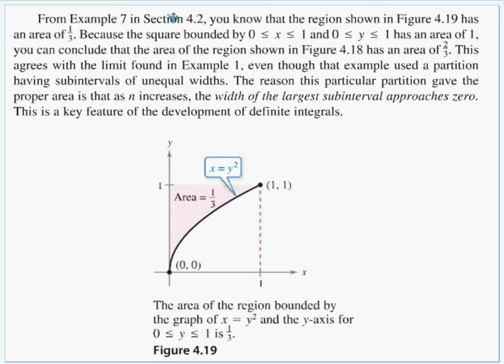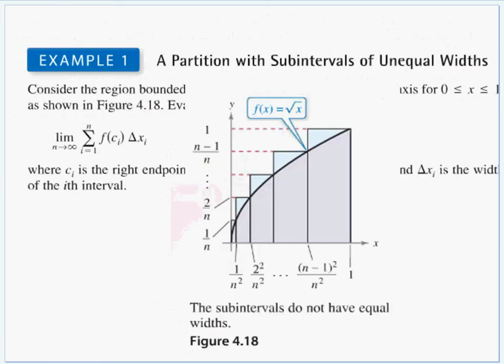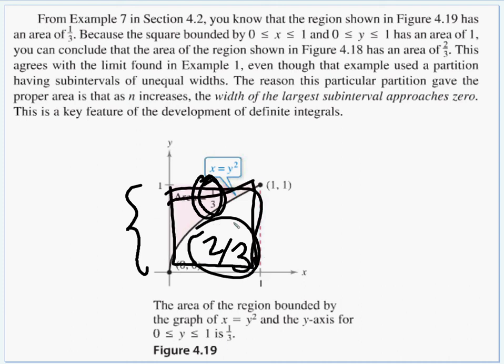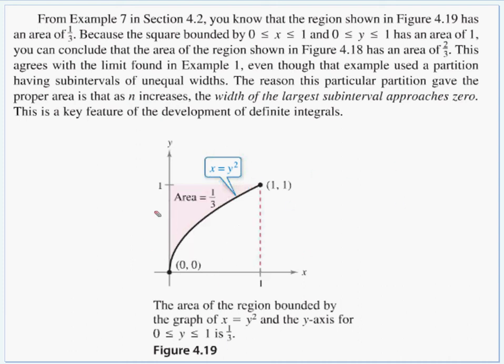Now, from example 7 in a previous section 4.2, we know that the region shown in figure 4.19 down below has an area of 1/3. When we did an integration to the y-axis, we found that area was 1/3, and this was the root of x from 0 to 1. And what we just found here, this region was 2/3. So now that makes sense. If that's 1/3 and this is 2/3, it's a 1 by 1 square, so the area should add up to 1. It makes perfect sense.